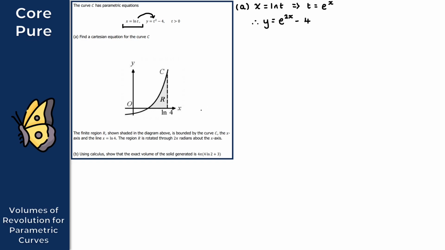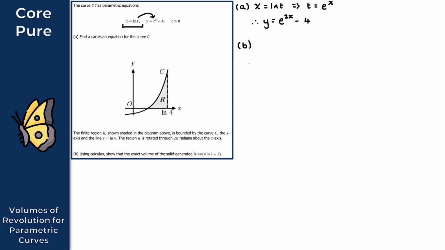Now for the second part of this question, what do we have here? Well, straight away we can see this diagram, right? The finite region R, shown shaded in the diagram above, is bounded by the curve C, the x-axis, and the line x equals ln 4. The region R is rotated through 2 pi radians about the x-axis, and for part B it says, using calculus show that the exact volume of the solid generated is 4 pi times 4 ln 2 plus 3. So what do we do for part B?